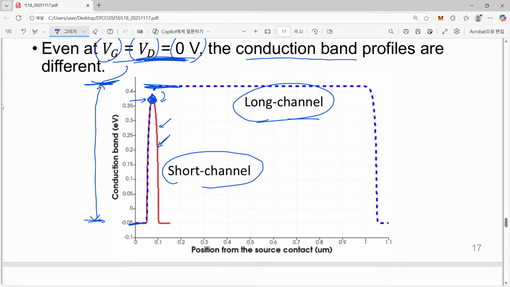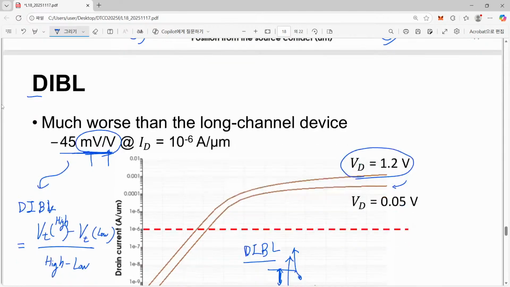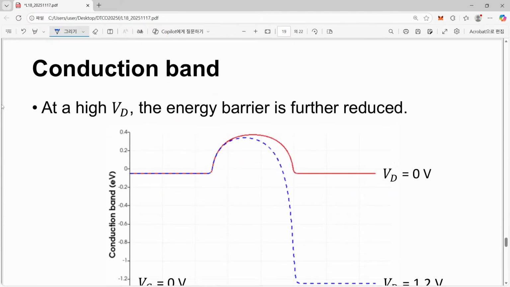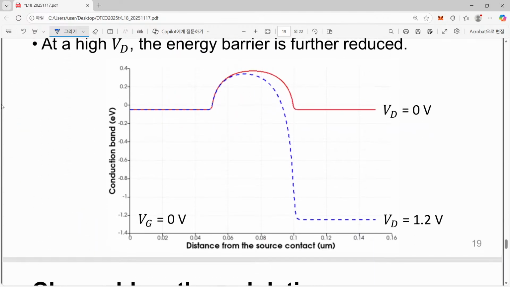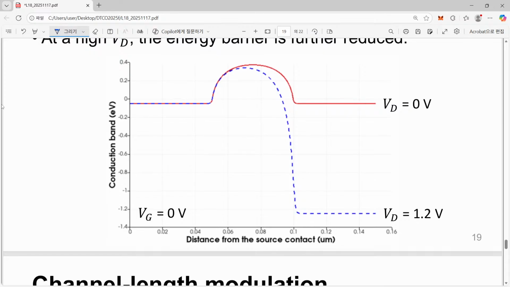The same data points are shown here. Previously the data span or axis started from 0 and went to 1.1 micrometer, so it looked quite narrow. However, in this case we are considering only the short channel device. Now it is just expanded only along the x direction. So now you can see that this is the Vd equal to 0 case.